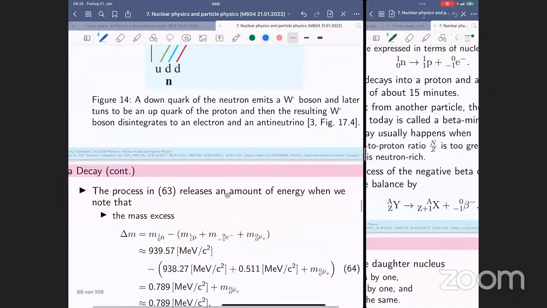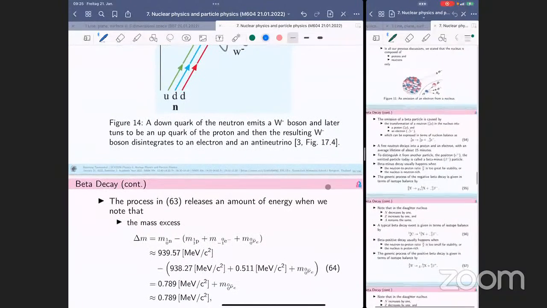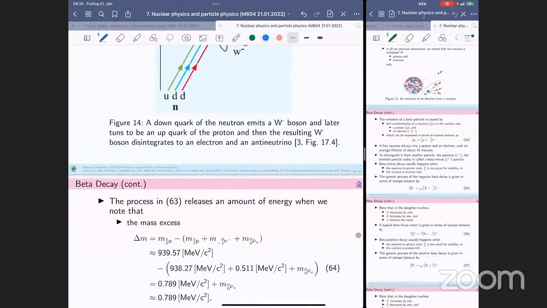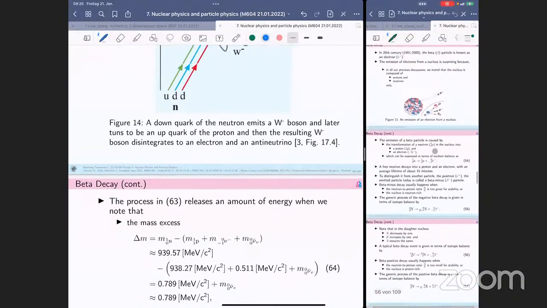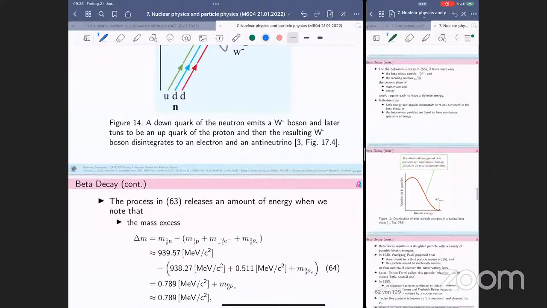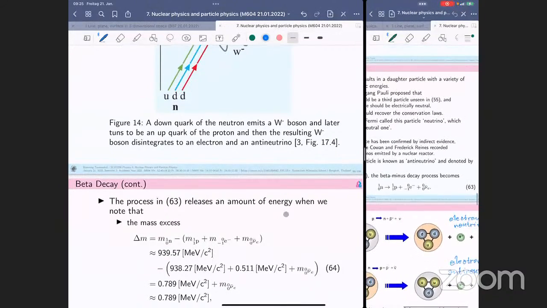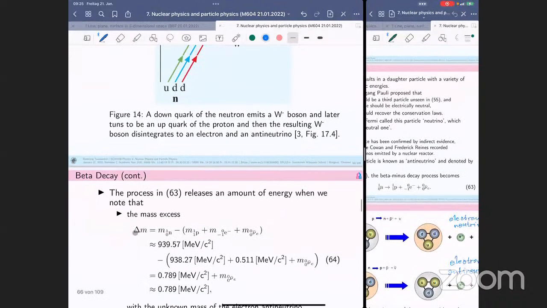Okay, the process in slide 63, if you take a close look, which is the complete version already with the electron and neutrino. You take a closer look again. The mass difference delta M, right? Mass difference is denoted by delta M.